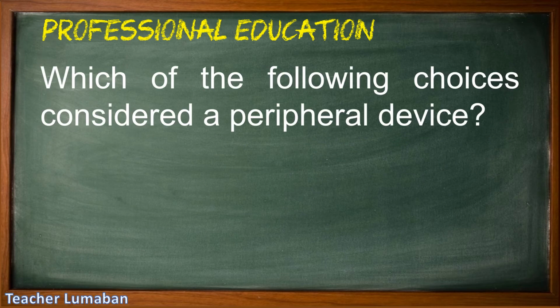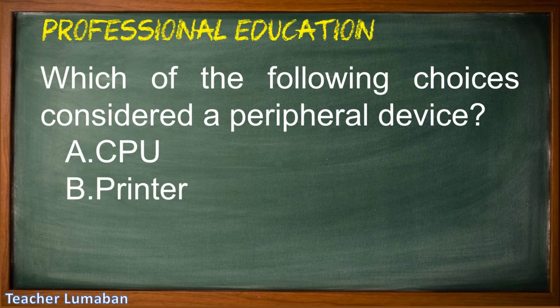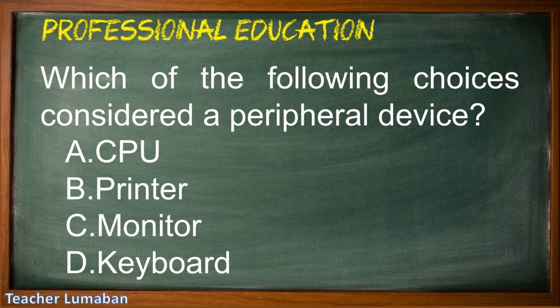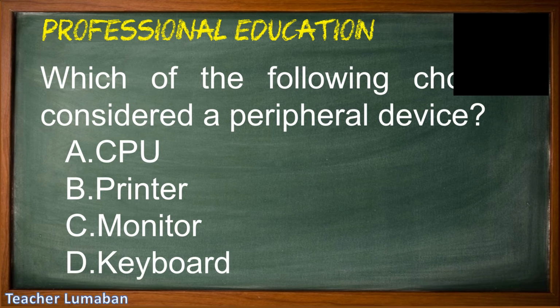Which of the following choices is considered a peripheral device? Letter A, CPU. Letter B, printer. Letter C, monitor. Letter D, keyboard. Choose the suitable answer to the following choices in 5 seconds.